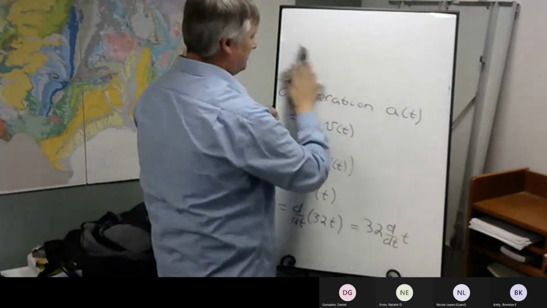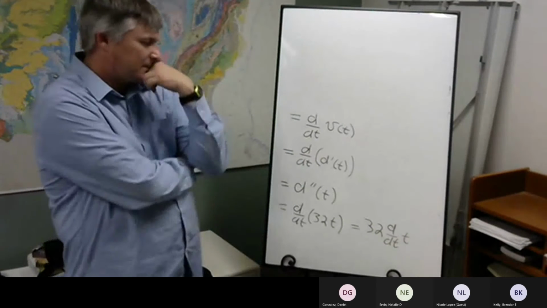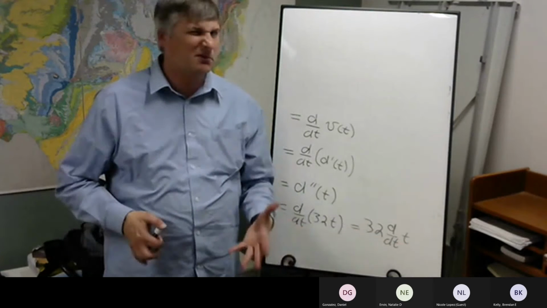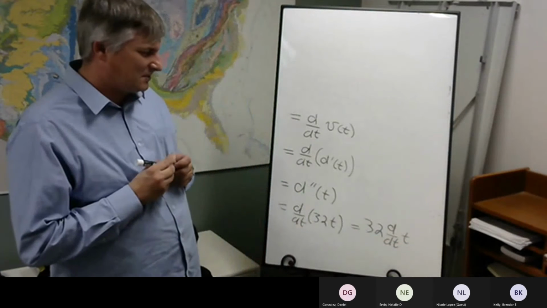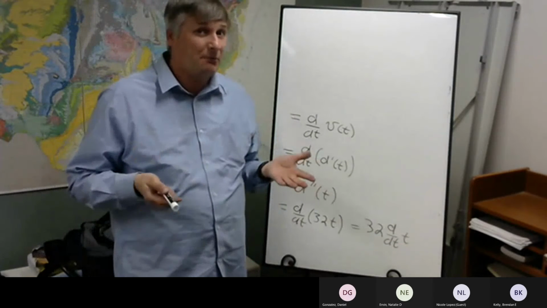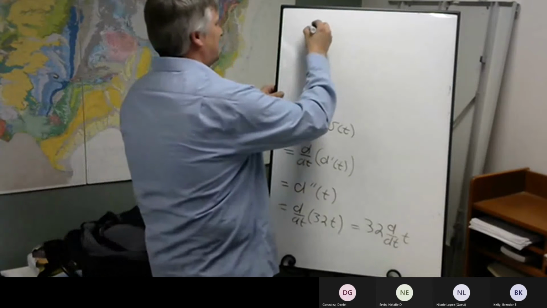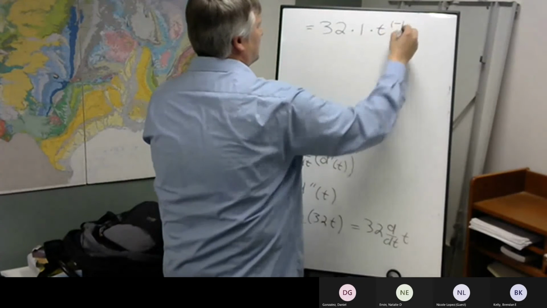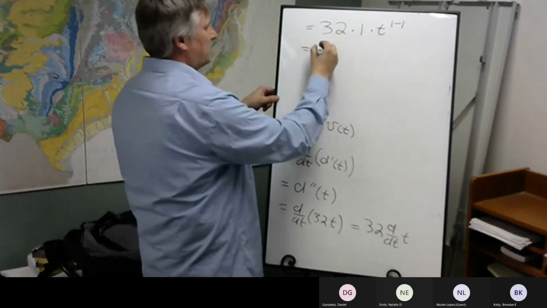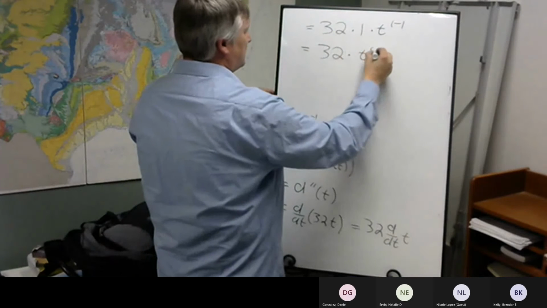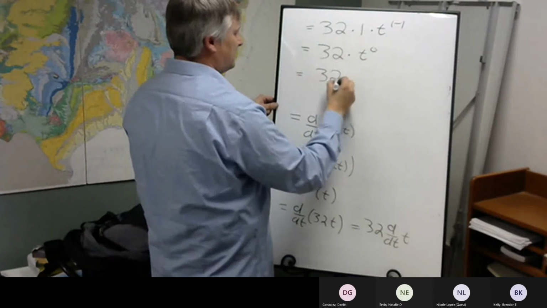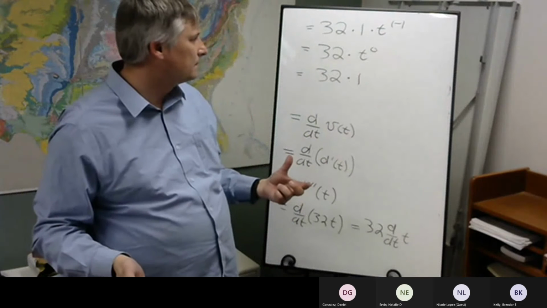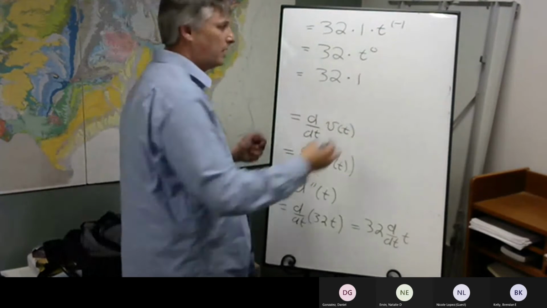And this one, I'm a little cautious with this one, I'll be honest. I want to get back to you on the proof for this one, just because there seems like there's room for things to go, as they say, sideways. But what you would get is 32 times 1 times t to the 1 minus 1, or 32 times t to the 0, or 32 times 1, because anything that's not 0 to the 0 is going to be equal to 1.